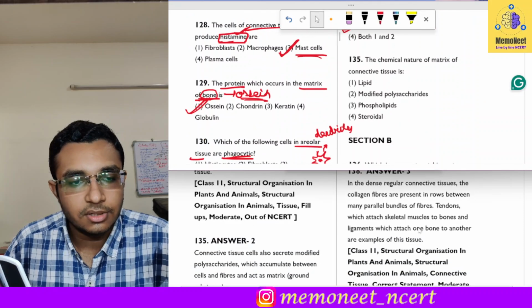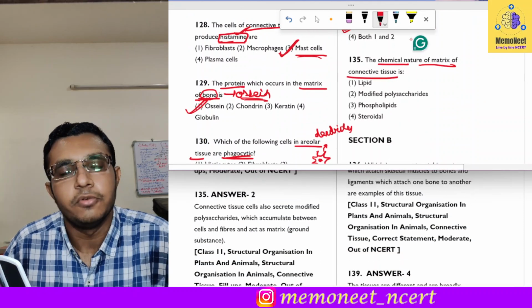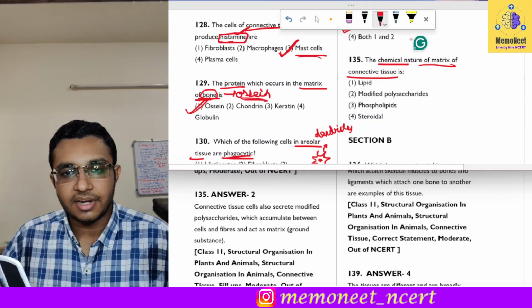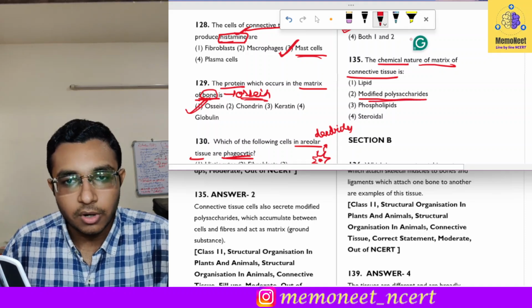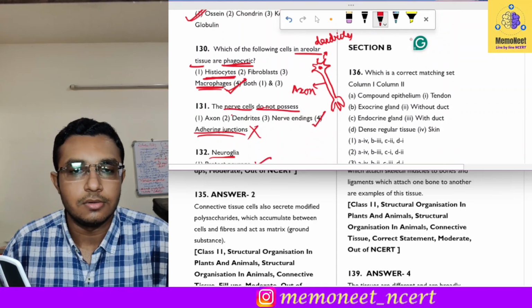The next question is: the chemical nature of the matrix of the connective tissue is of which type? Now see, the matrix of connective tissue is formed of modified polysaccharides. So the correct answer of this question is option 2.